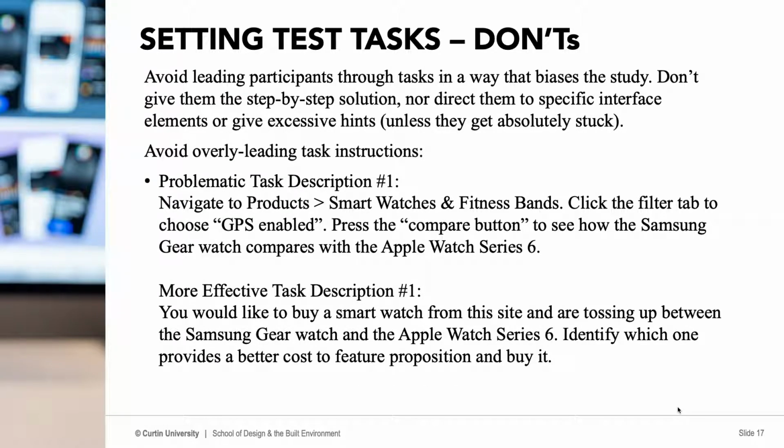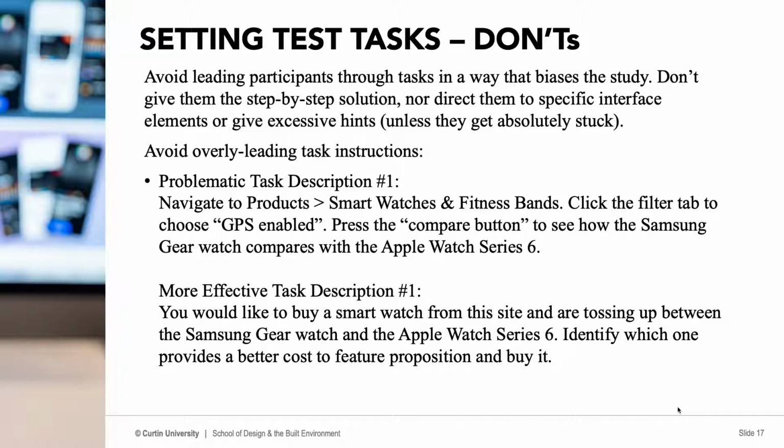Now, things that you shouldn't do, and actually these are very common mistakes that new UX researchers make. The first thing is to avoid leading participants through tasks in a way that biases the study. So it's really important, even though a user might feel stressed or unclear about how to do something, don't give them step-by-step answers to the solution, okay? And don't direct them to specific interface elements or give excessive hints until and unless they get absolutely stuck. Because that part of the process, of them working through that cognitive friction and trying to find the right way to do something, is actually part of the testing process and really insightful information for you as a designer.